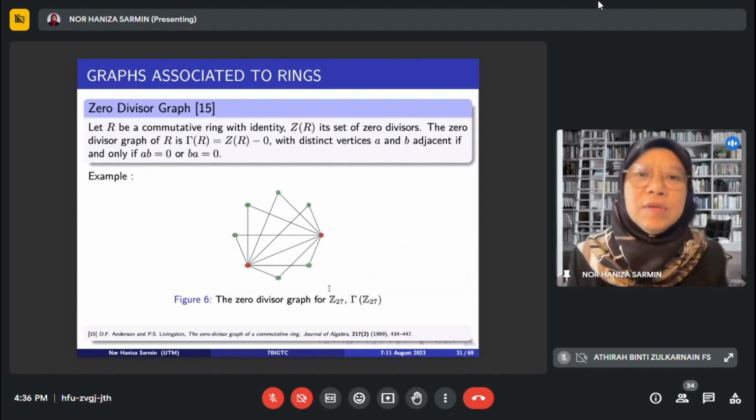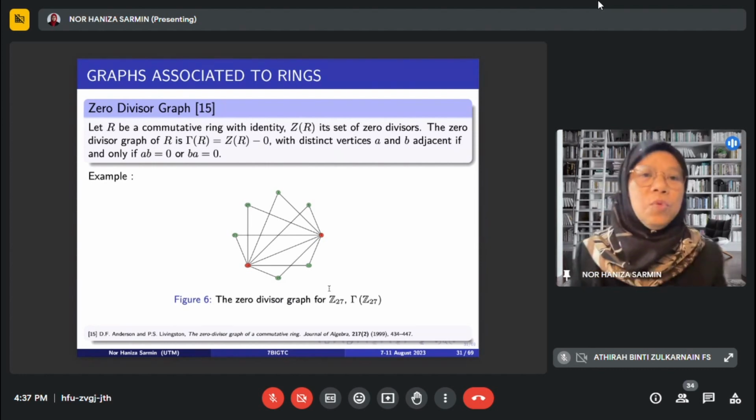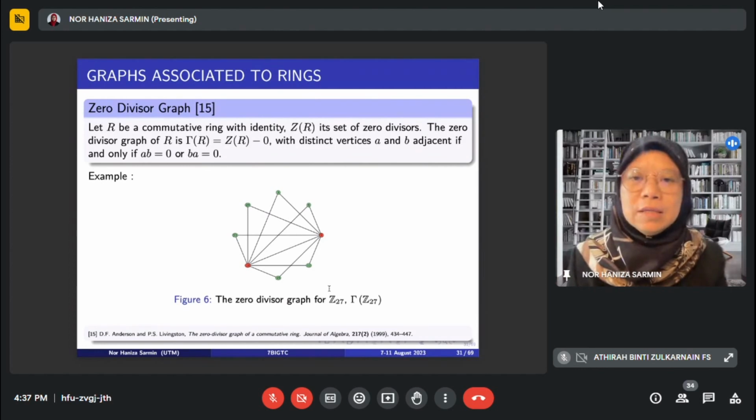Our next graph is associated to rings. We are also interested to see some graphs associated to rings. And in 1999, this graph was introduced by Anderson and Livingston, called a zero divisor graph. So we have a commutative ring with identity.